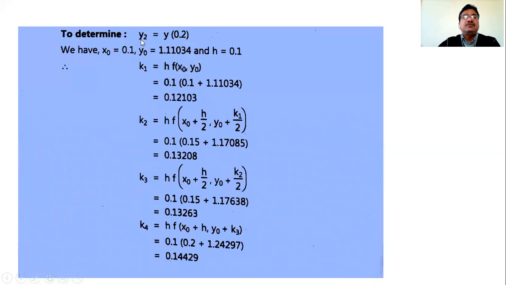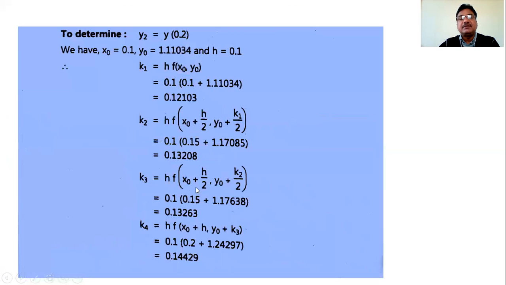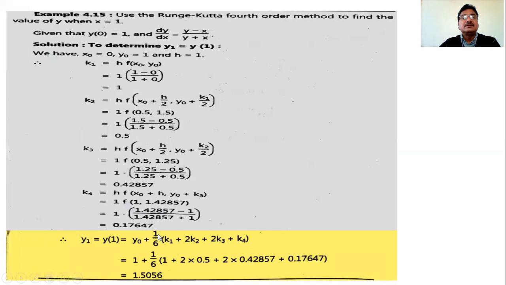Then we have to find y at 0.2, that is y2. Then again x naught is what? x naught is this 0.1 and y naught is this 1.11034, and h is 0.1. And then find K1, K2, K3, K4, and substitute the values.